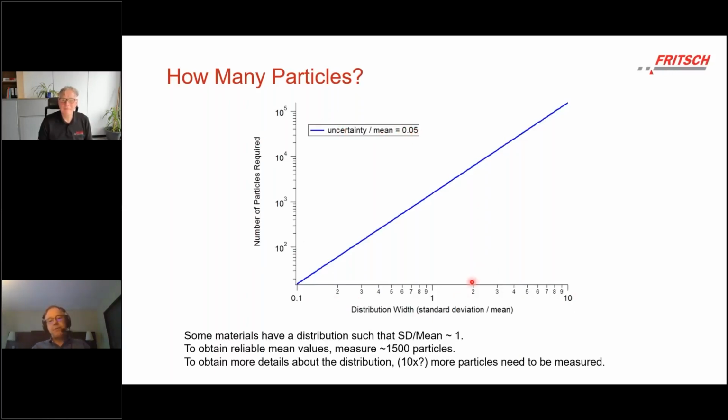And that kind of tells you that if you have a fairly large standard deviation over mean, which is quite common, you might need 1,500 particles just to get a 5% uncertainty on your mean size. If you want more details about the distribution, like D10 or D90, you need to measure many more particles. Again, this drives home why we're concerned about getting the particles fed and about measurement speed.